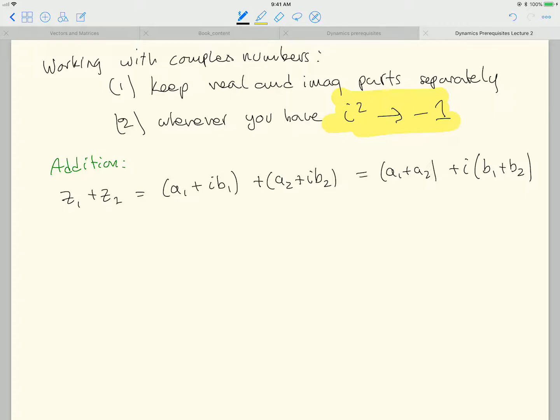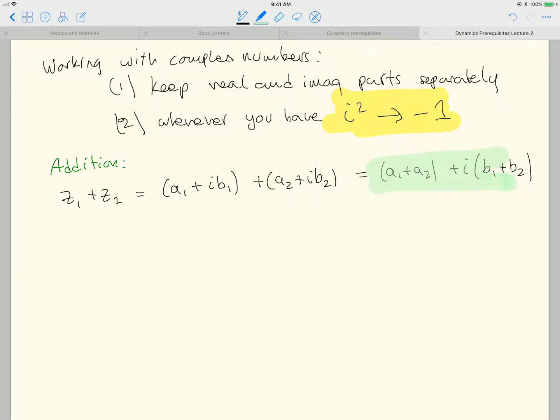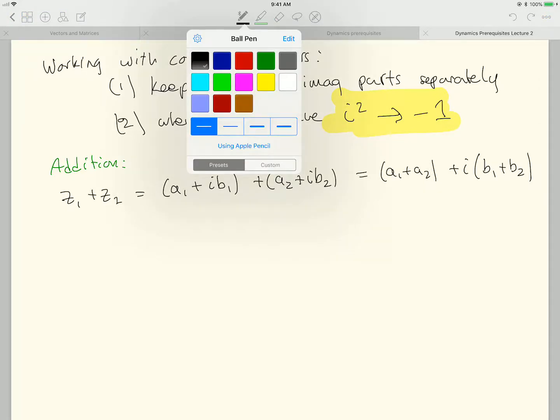And you'll notice that what we did here just follows the normal rules of multiplication and addition. Right? If I hadn't told you that i was the square root of minus 1 and that it has these special properties, what I've written here would be exactly the normal thing that you'd expect for multiplication and addition. So addition, very simple. How about multiplication? So let's do multiplication.